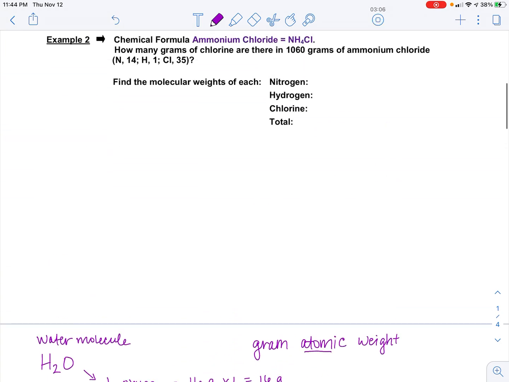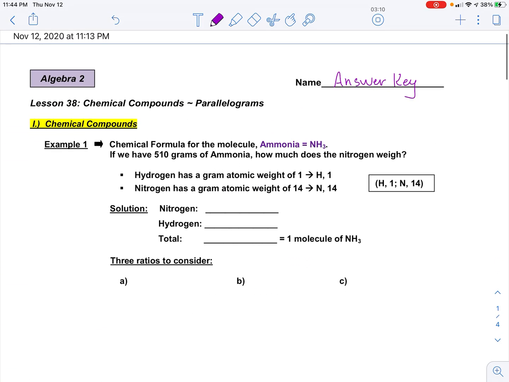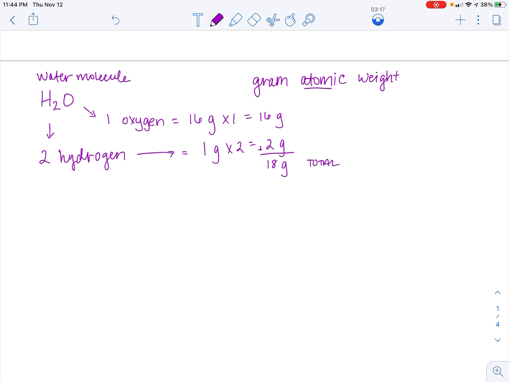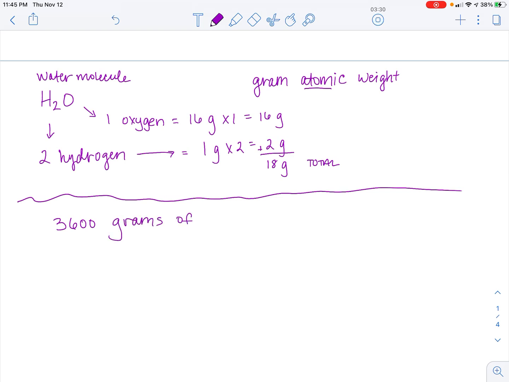So we're going to move into our first example. Let's say we have, actually, you know what? Before we do move into that, I'm going to use this information. I'm actually going to just do one for you to watch for a moment. So let's say we have 3,600 grams of water, which we know, of course, is H2O. And let's say we want to find out what the weight of one part of this molecule is. So what is the weight of, let's say we want to find out oxygen.